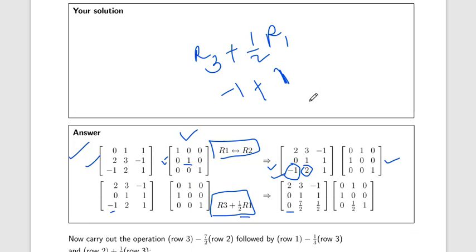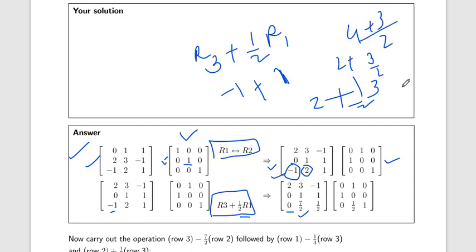Then R2 plus 1 by 2 R1, so this will become 7 by 2. Why? 2 plus 3 by 2, 2 into 2 is 4 plus 3 upon 2. So this will become 7 by 2. And also this will become 1 by 2, since 1 plus -1 by 2. So this will become 1 by 2.